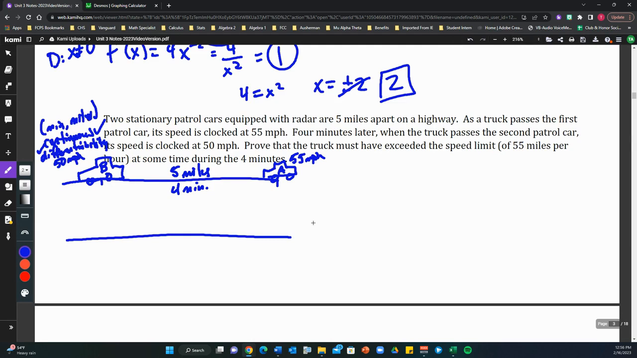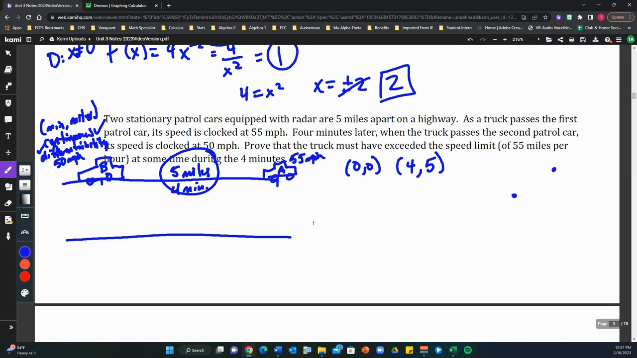So what that's saying is this information implies an average rate of change. If I assume that all this starts when we pass the first truck, that would be after 0 minutes, I'm 0 miles from the first police officer. After 4 minutes, I am now 5 miles past that first police officer. So these act as our 2 points, or the endpoints on our graph. So from 0, 0 to 4, 5. So now I would want to be able to prove that at some point the truck's instantaneous rate of change, so what the speedometer on their dashboard read, must have been higher than 55 miles per hour.